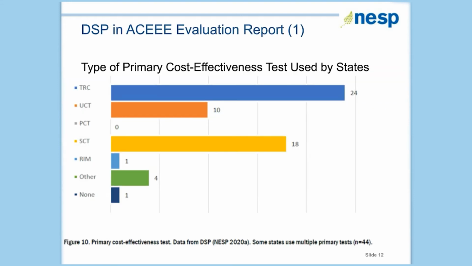A little bit more about the DSP and how to use it. I'm going to be going through some of ACEEE's report results and showing you how they may have used the DSP to get this information. So the first chart that we have here is showing primary cost effectiveness tests used by each state. As Dan had mentioned before, we see that the total resource cost test is used by many states, and the second most popular one is the societal cost test.